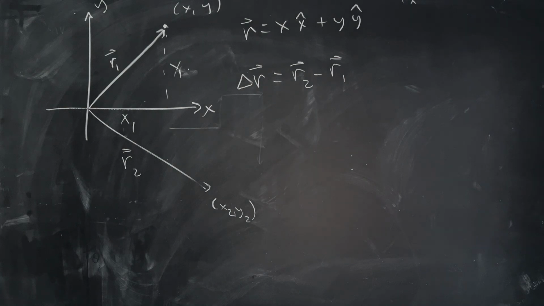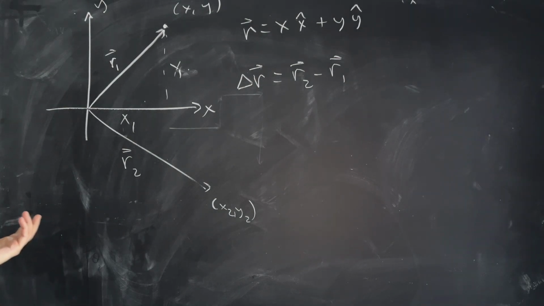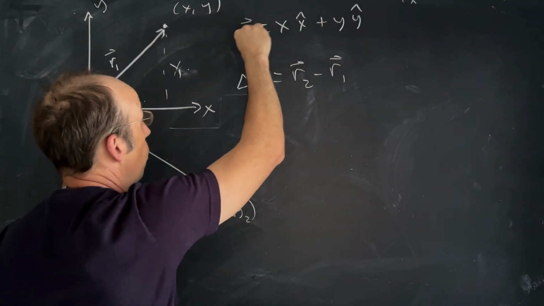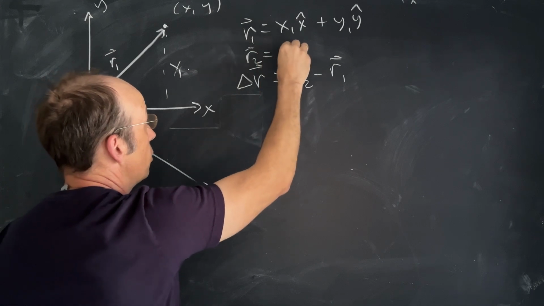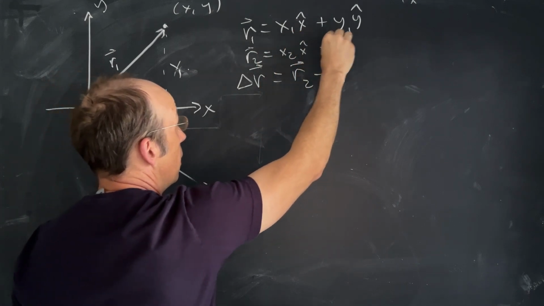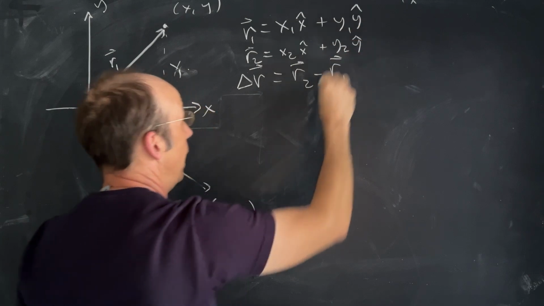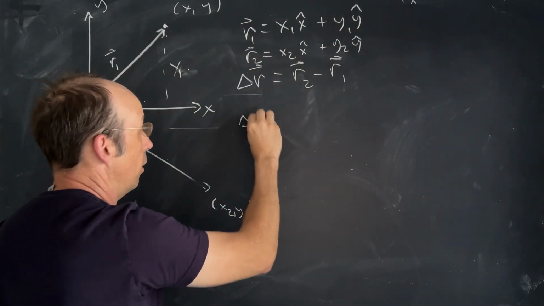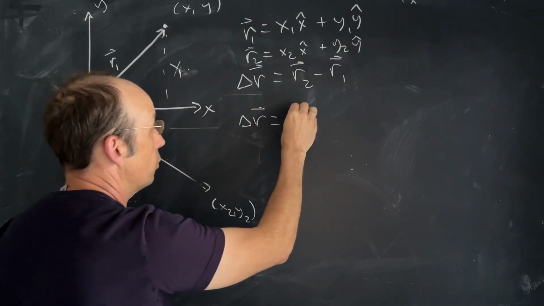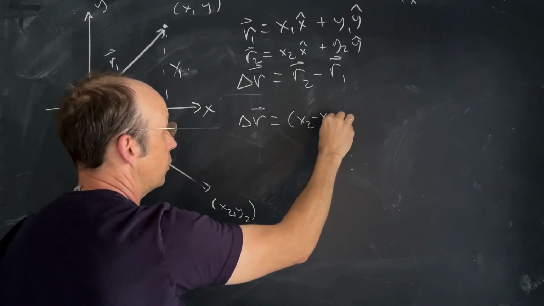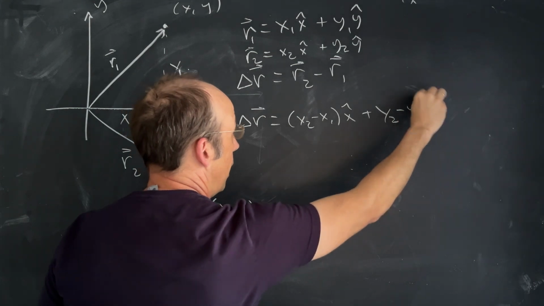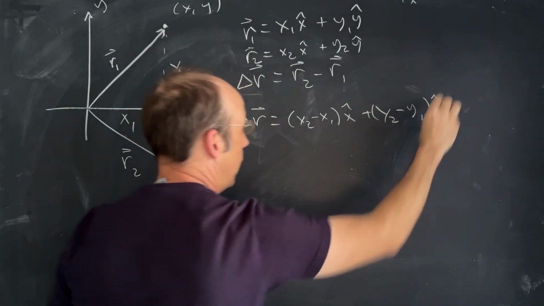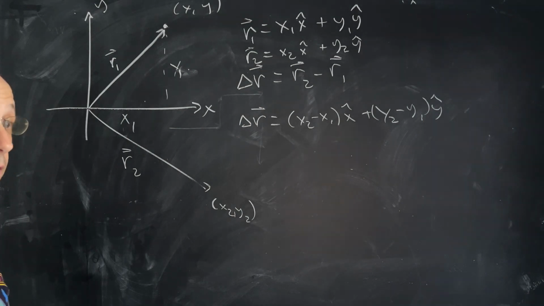Now, vector subtraction is just like vector addition. Instead of adding the components, I subtract the components. So r1 would be x1 x-hat plus y1 y-hat, r2 would be x2 x-hat plus y2 y-hat, and then subtract those two. So delta r, the displacement, is going to be equal to x2 minus x1, x-hat, plus y2 minus y1, y-hat. So I can find the displacement.